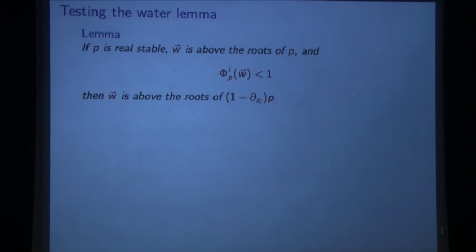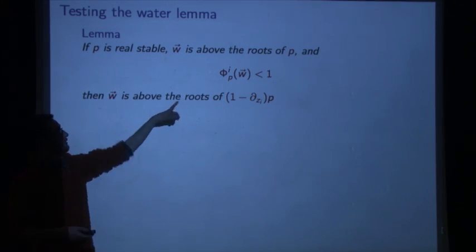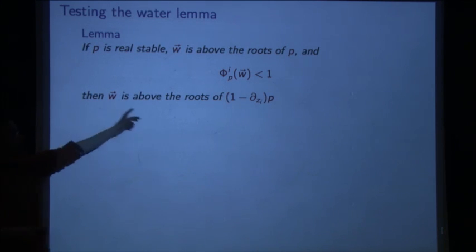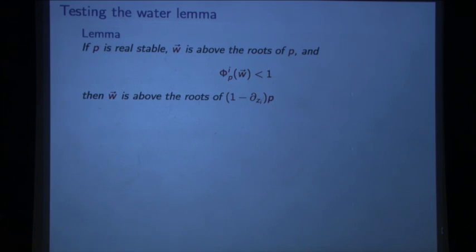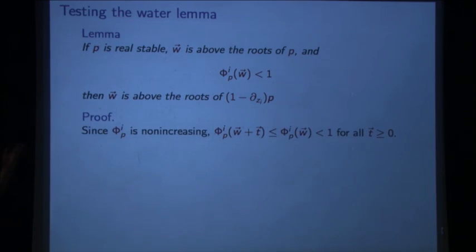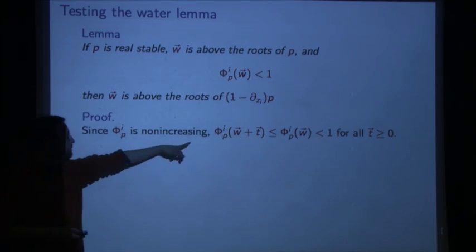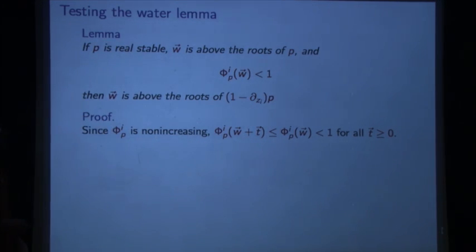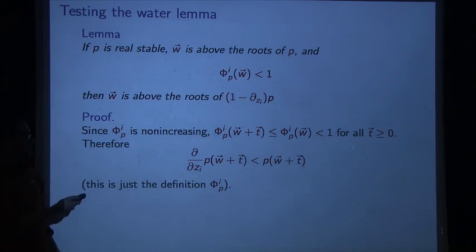Okay, so I call this the testing the water lemma. The lemma is: if P is real stable and w is above the roots of P, and I have this bound on the potential function, then when I do this operation, w stays above the roots of P. And the proof is that since phi is non-increasing, I get that phi of w plus t is less than 1 for all t. And therefore, this is just plugging in the definition of phi.